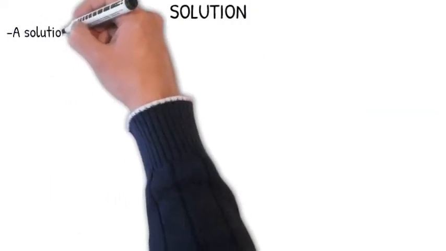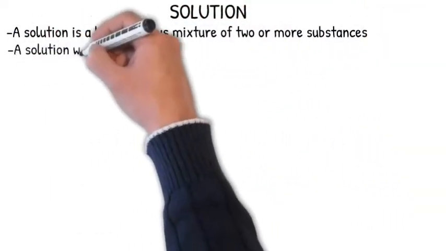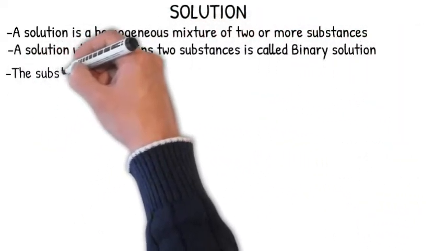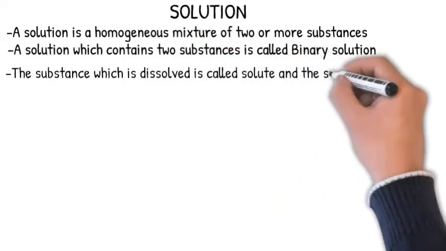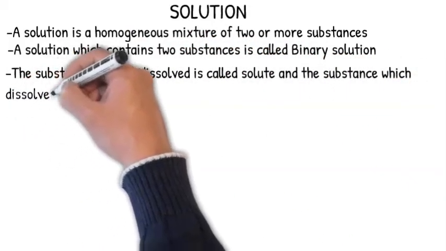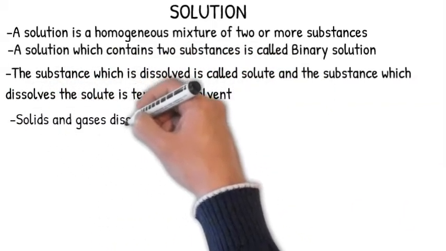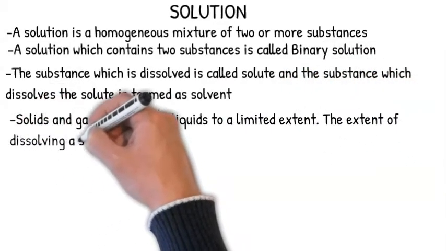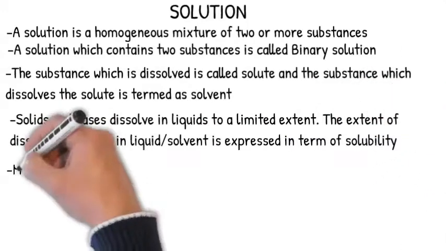Solution. A solution is a homogeneous mixture of two or more substances. A solution which contains two substances is called a binary solution. The substance which is dissolved is called the solute, and the substance which dissolves the solute is termed the solvent. Solids and gases dissolve in a liquid to a limited extent. The extent of dissolving a solute in a liquid or solvent is expressed in terms of solubility.